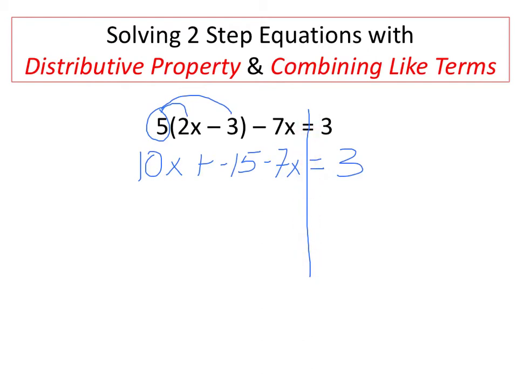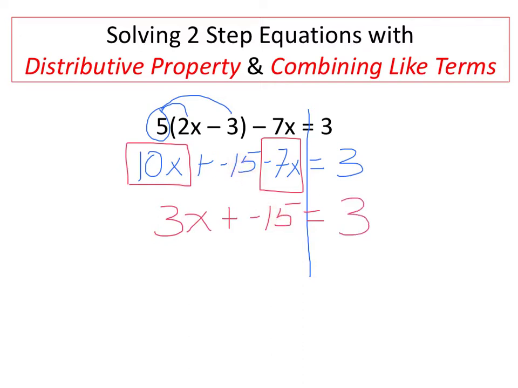So right now, we take a look on the left, we have 10x and we have negative 7x. Those are like terms. When we add them together, 10 plus negative 7 is positive 3x. The negative 15, that's the only constant term on the left. There are no other constant terms. So that value, negative 15, we just bring down. And on the right, we must also bring down the 3. So what you'll notice is we distributed, we combined like terms, and now we have a one-step equation that we just solve as we've been doing the last couple days.